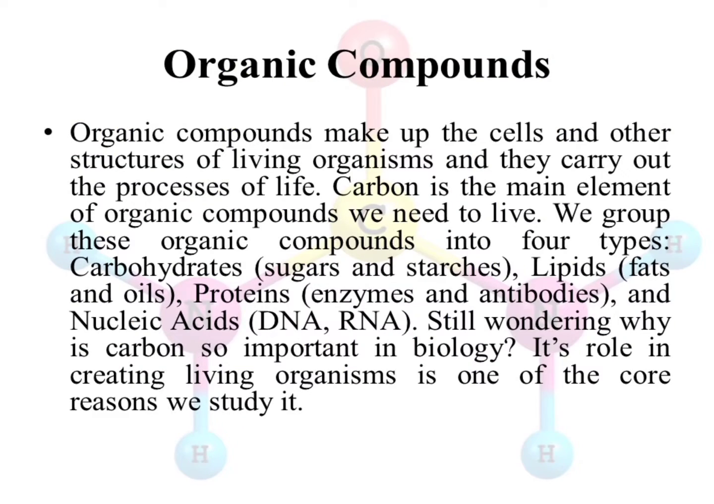Organic compounds. Organic compounds make up the cells and other structures of living organisms, and they carry out the processes of life. Carbon is the main element of organic compounds we need to live. We group these organic compounds into 4 types: carbohydrates, sugars and starches; lipids, fats and oils; proteins, enzymes and antibodies; and nucleic acids, DNA, RNA.